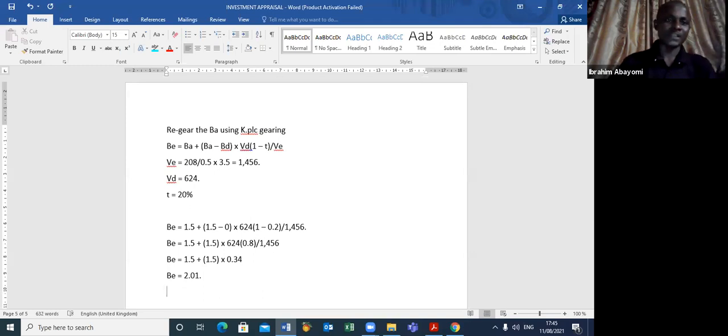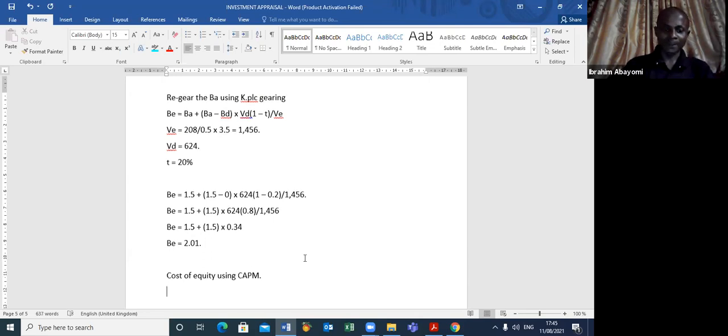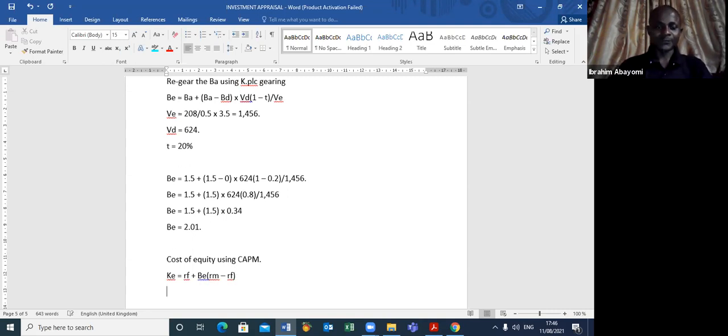So I have gotten my beta of equity. What will I do? I will go and compute my cost of equity using what? Using CAPM. Cost of equity using CAPM is cost of equity is equal to risk-free rate plus beta of equity into bracket market return minus risk-free.